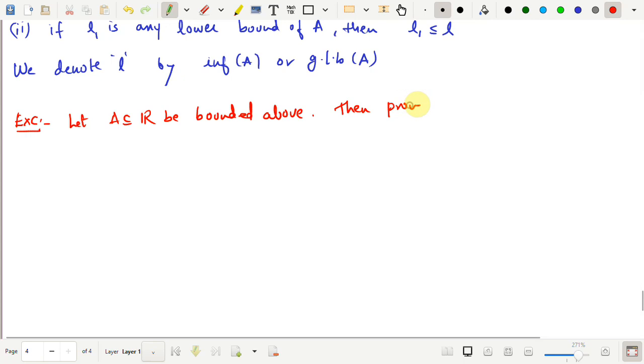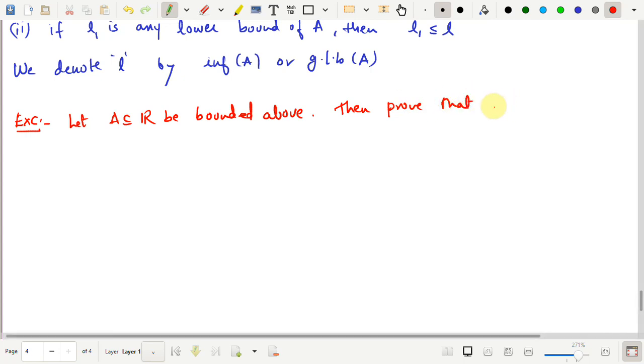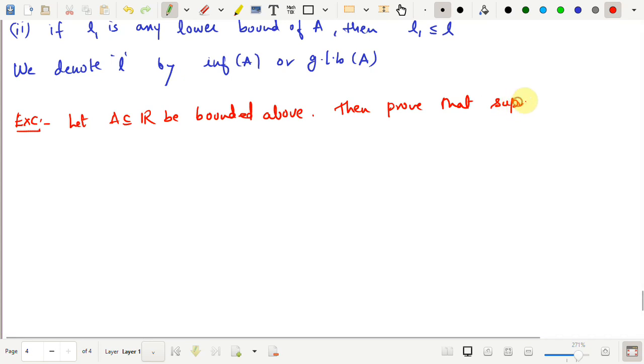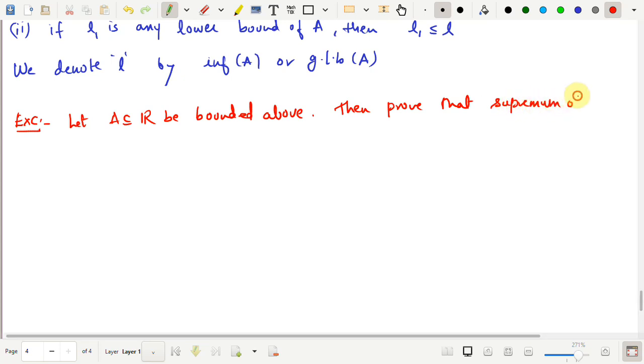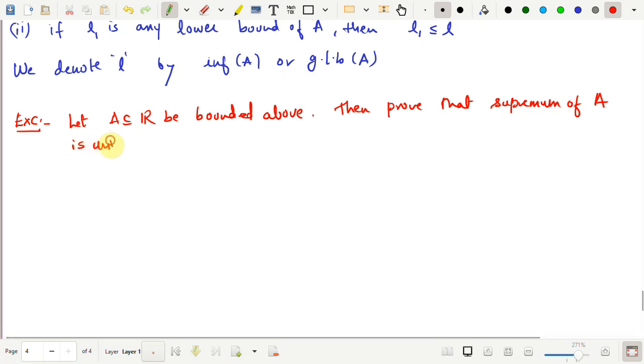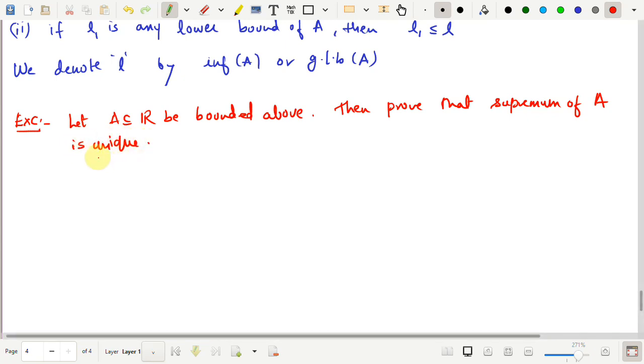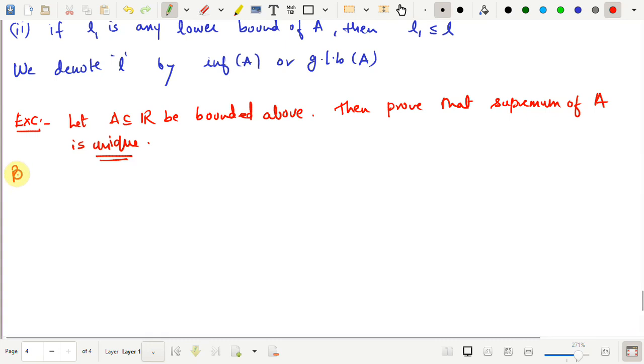prove that supremum of A is unique. Okay, what do you mean by saying unique? Unique means there is only one element which can serve as a supremum of A, or which has the quality of supremum of A. So we prove this kind of statement in a very general way.